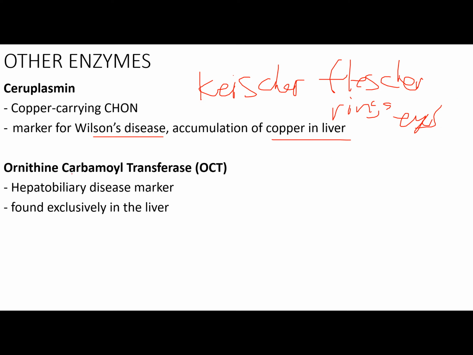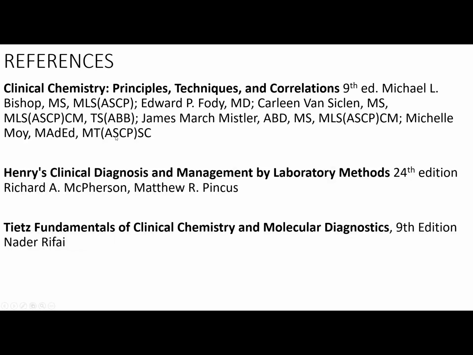Then we have your ornithine carbamoyl transferase or the OCT. This is a hepatobiliary disease marker found exclusively in the liver. So that basically ends the lesson 1 enzymes, class. These are the references. Thank you.